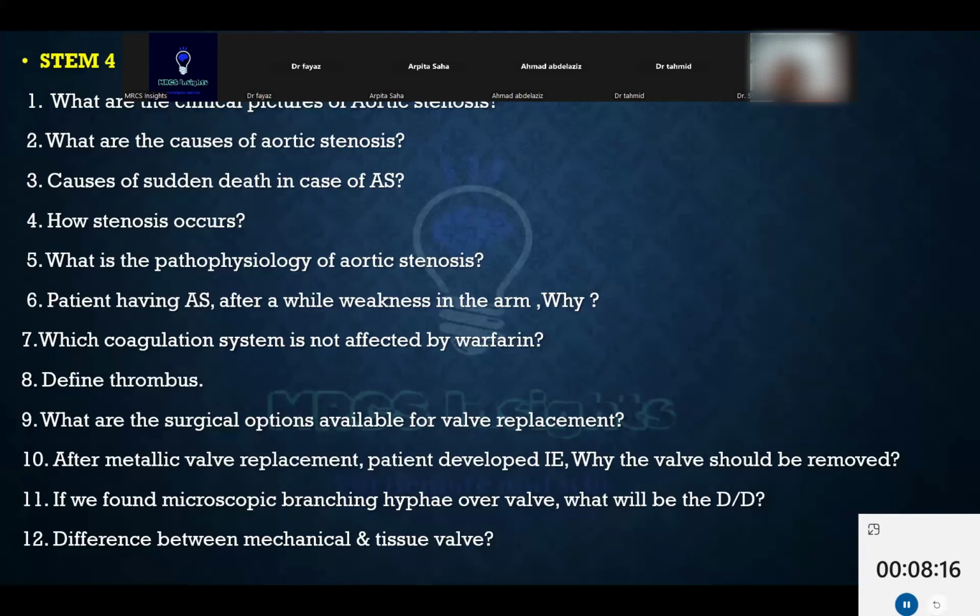As in on the precordial area. Can you be more specific, like which intercostal space? Okay, so aorta is the right second intercostal. Very good, Dr. Orpita. Excellent.